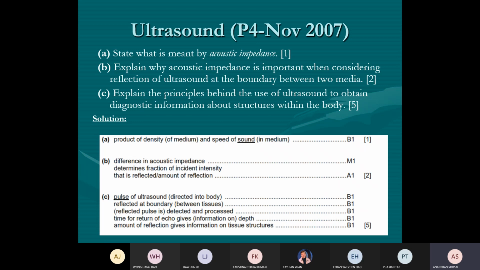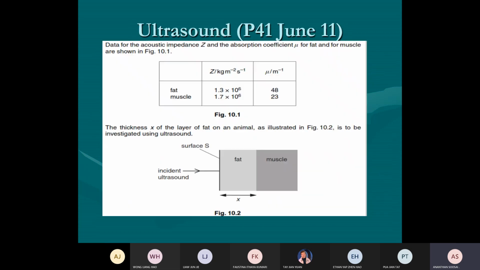I explained the principle behind ultrasound, the same idea we learned earlier. A pulse of ultrasound produced by the transducer is partially reflected and partially transmitted at every boundary. The time tells the depth of the boundary, and the strength tells the nature of the boundary. Okay? So memorize that, it is worth 6 marks. Okay, we go to the calculation.